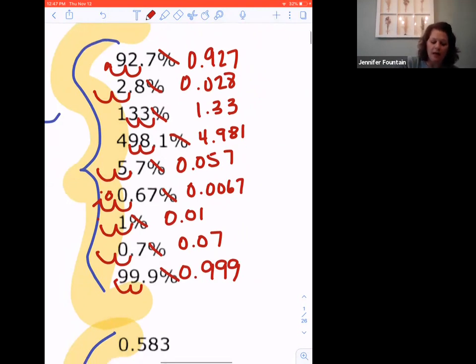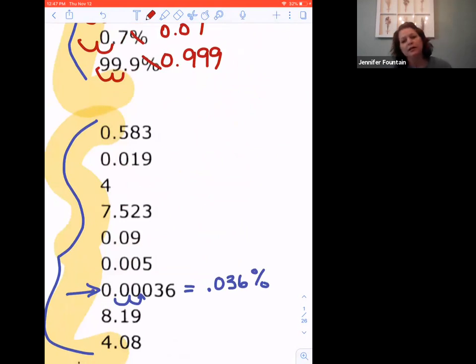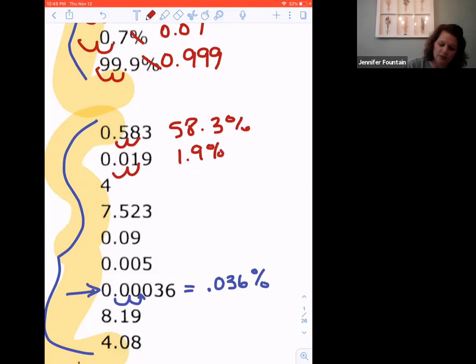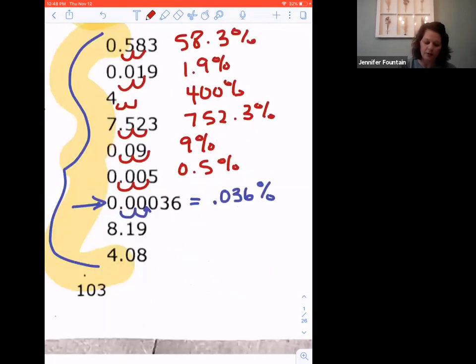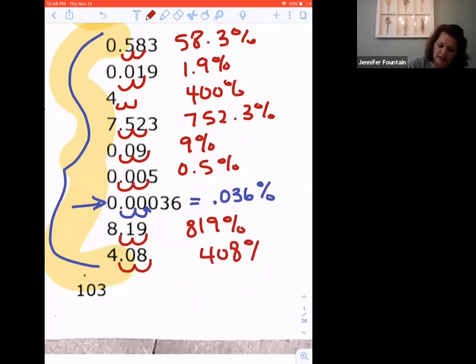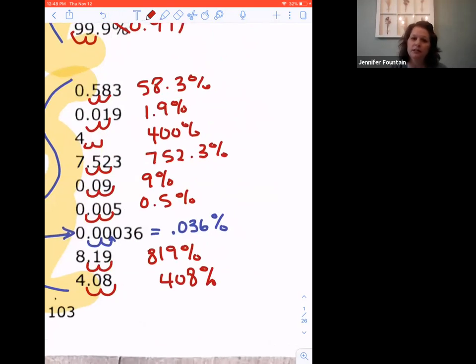Now to change from a decimal to a percent, we move our decimal place 2 places to the right because we're multiplying by 100 and we add the percent sign. So here I would bump 2 places to the right and have 58.3%. 2 places to the right, 1.9%. 4, my decimal's here, so it goes 2 places to the right, so that would be 400%. 2 places, 752.3%. 1, 2, 9%. 0.5%. We had already done that one. 2 places, 819%. 2 places, 408%. Any questions on changing decimals to percents?